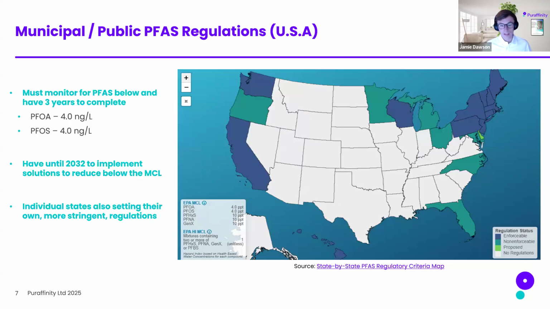But like Europe, individual states can enforce their own stricter regulations. So you can see some states have already done so or are already in the planning stage as well. So again, it will be a case by case assessment on what's actually needed for treatment at these sites.